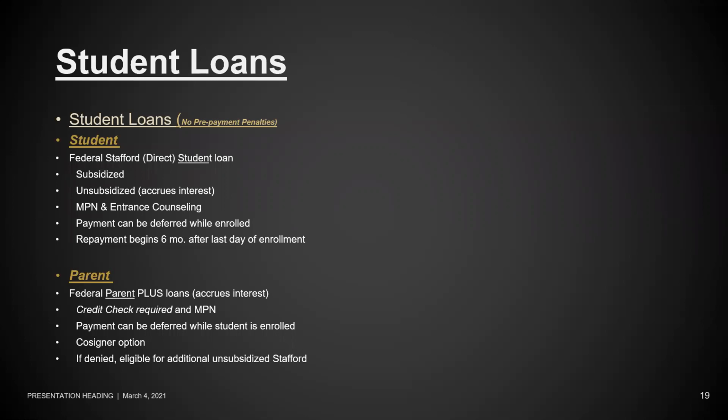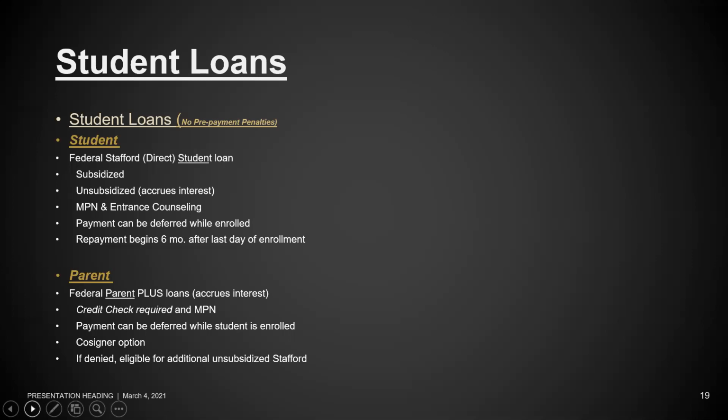Payments can be deferred while the student's in school. If there's a denial based on credit, then there is a cosigner option. If the parent is denied the Parent Plus loan, then the student could be eligible for additional unsubsidized Stafford loan in the amount of $4,000.